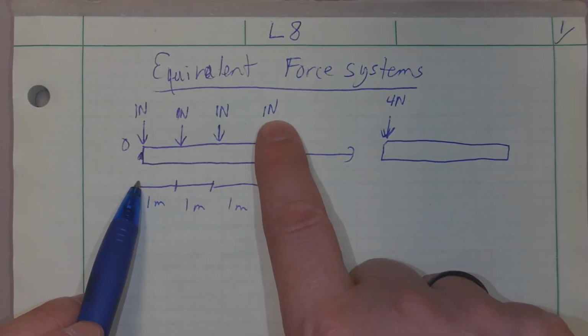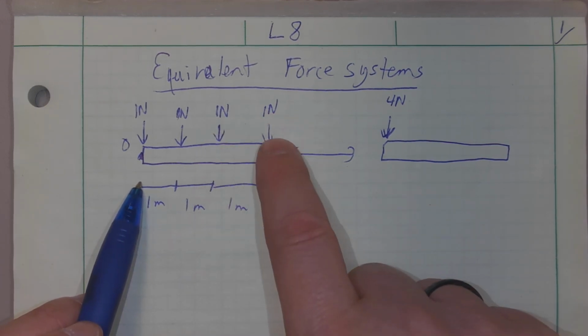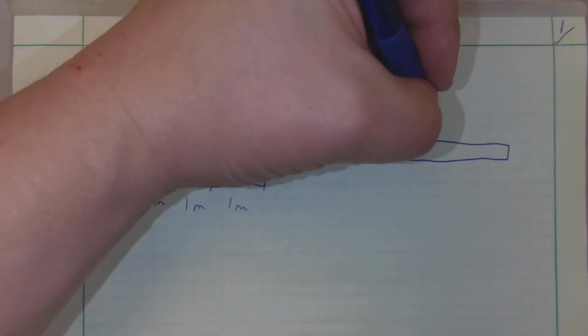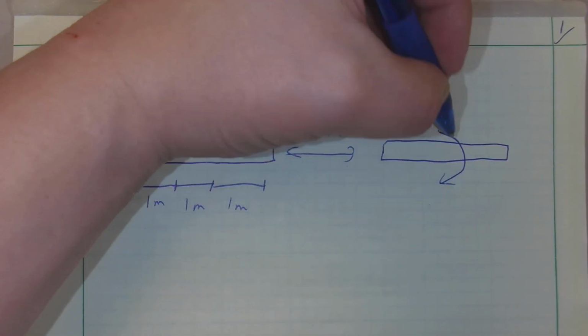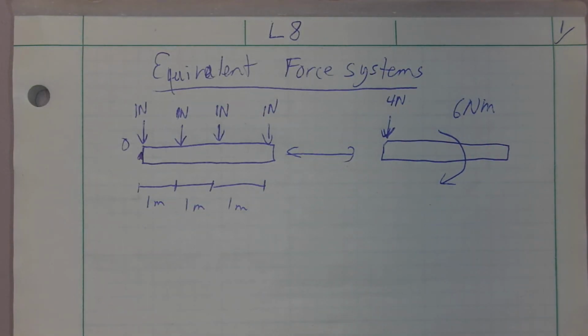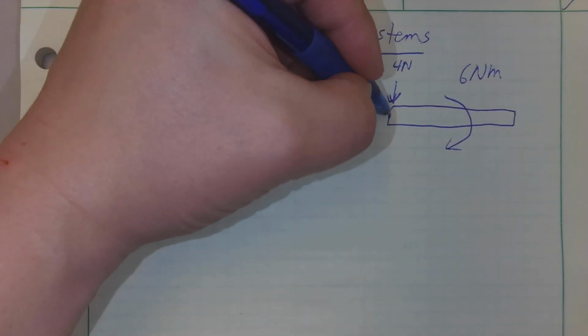So this guy is 3 meters out, that's 3 newton meters. This one's 2 meters out, that's 2 newton meters. So 3 plus 2 gives me 5, and then 1 more newton meter gives me 6 newton meters. These guys are trying to cause a clockwise rotation of 6 newton meters. And those are the same, right? Those are interchangeable if we call this point O over here.